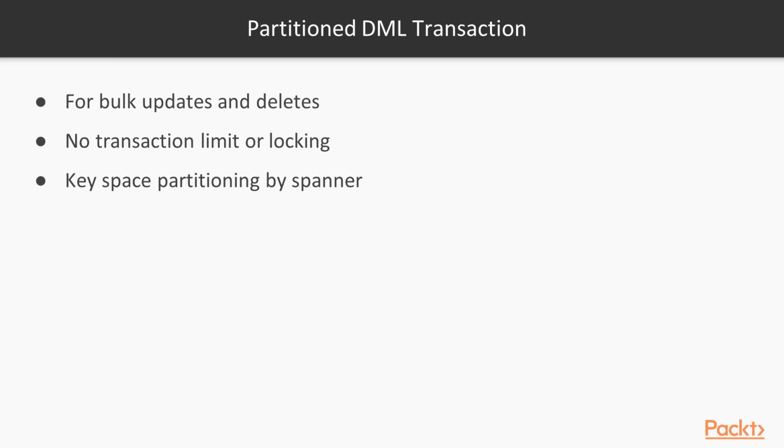As for the properties of partitioned DML, you can execute only one partitioned DML statement at a time, whether you're using a client library method or the gcloud command line tool. Partitioned transactions do not support commit or rollback, so Cloud Spanner executes and applies the DML statement immediately.